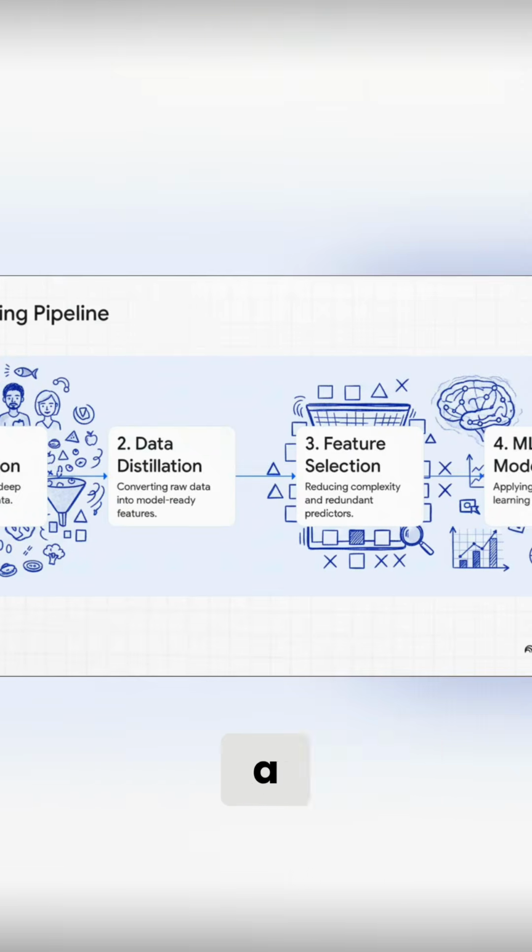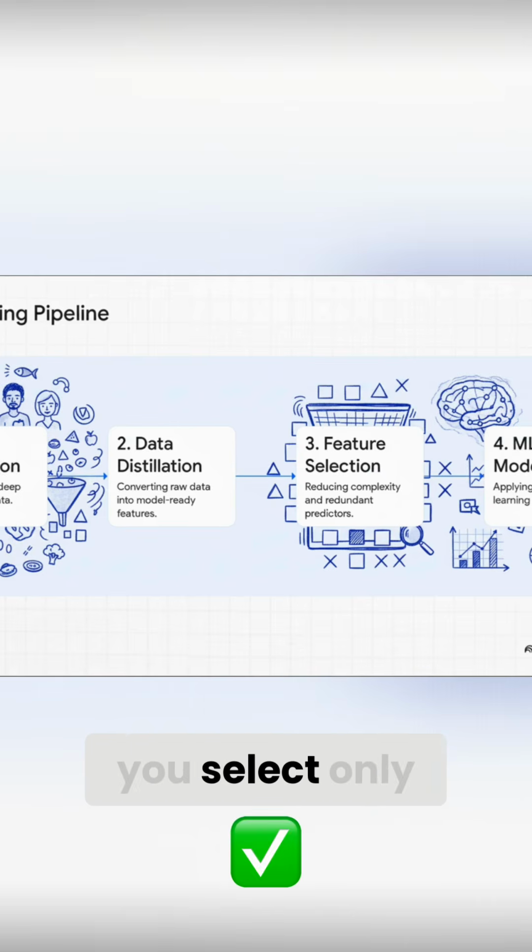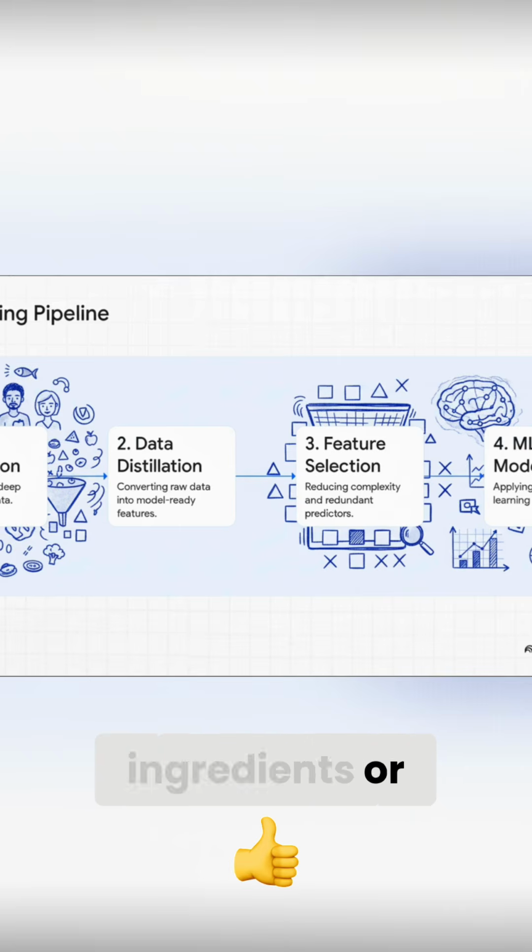This pipeline is a bit like a four-step recipe. First, you have the raw ingredients, all our deep phenotyping data. Then you prep those ingredients, cleaning and processing them. Next, and this is important, you select only the most relevant ingredients or features. And finally, you combine it all using machine learning to create the prediction.